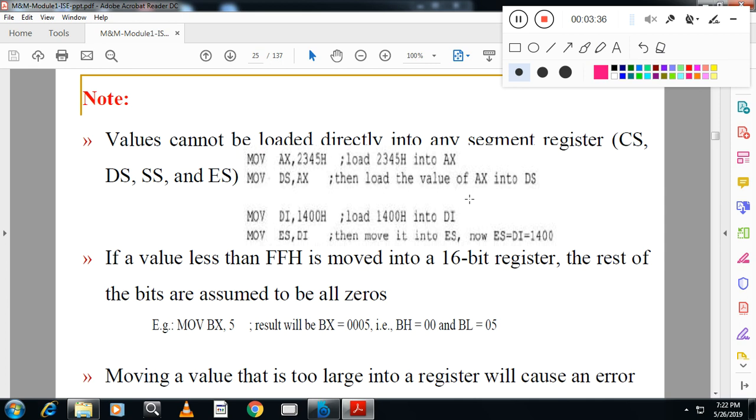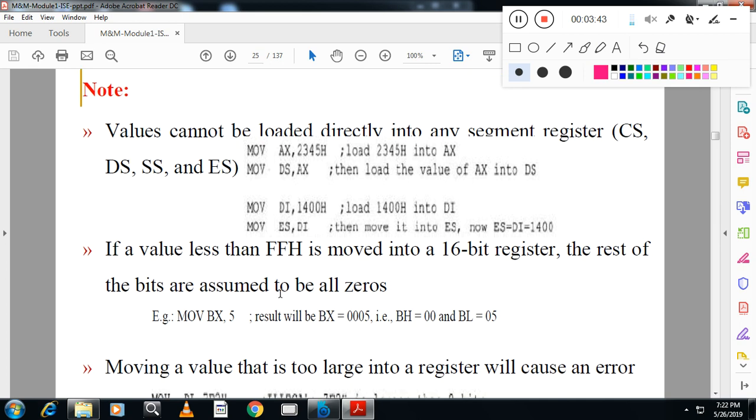The next point you have to remember: values cannot be loaded directly into any segment register. Second point is if the value is less than 16 bits, then all the remaining bits are treated as zero. For example, here you can see MOV BX, 5. BX is 16 bit, data is 8 bit. So the rest of the 8 bits are considered as 0. 5 is considered as 0005. That means BH contains 00 and BL contains 05.